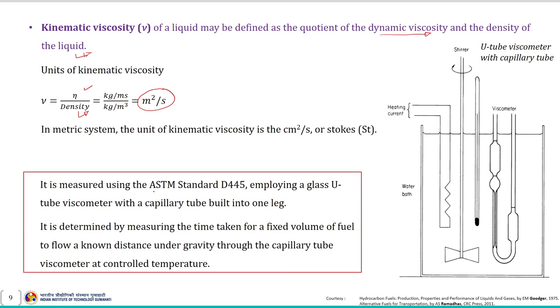It is measured using the standard ASTM technique employing a glass U-tube viscometer with a capillary tube built into one leg. The viscosity of a given fuel is measured by using this U-tube viscometer, where the time taken for a fixed volume of fuel to flow a known distance under gravity through the capillary tube viscometer is measured at a controlled temperature. This temperature is controlled using a water bath, and intermittent stirring is provided in the water bath to maintain the controlled temperature.